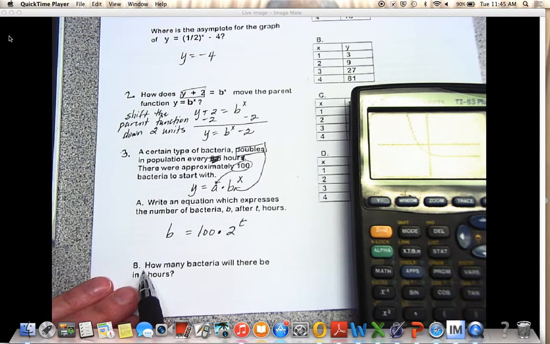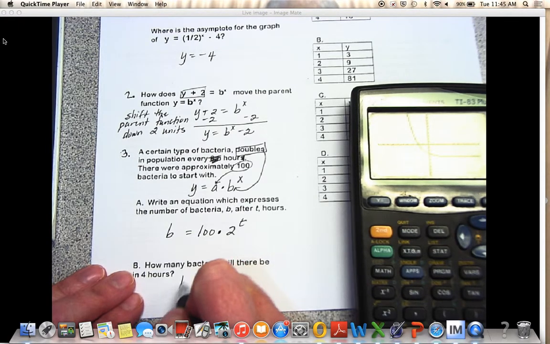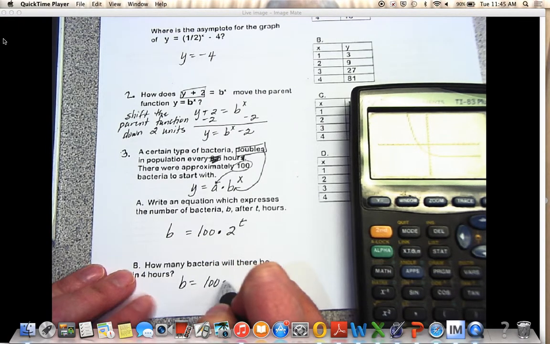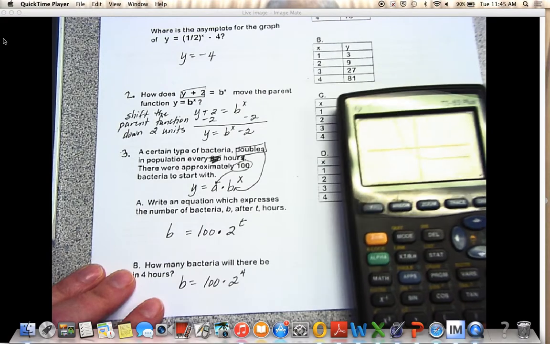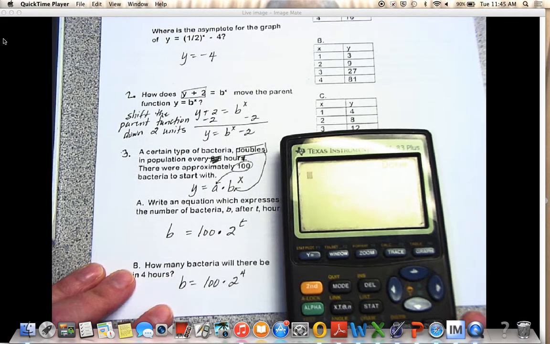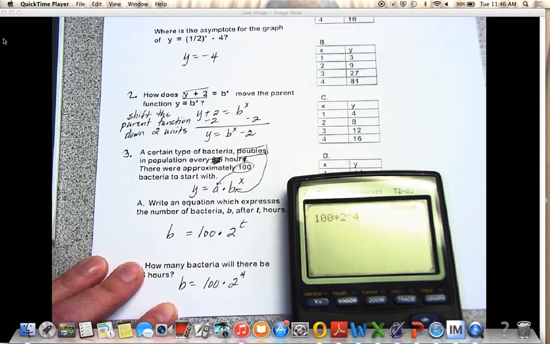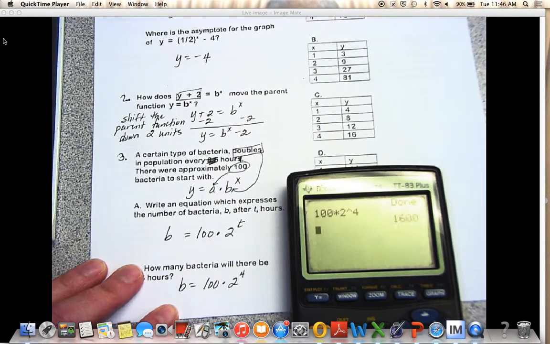On part B, it says how many bacteria will there be in 4 hours? Now that you have an equation, all you have to do is plug in 100 times 2 to the 4th. 1600. Everybody get 1600? I'm going to make sure I put it on the screen so everybody can see how to enter it. There it is. 100 times 2 to the 4th. I agree with Bo. I got 1600. Everybody okay with the calculator part?